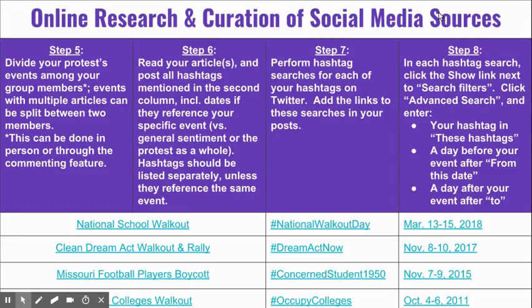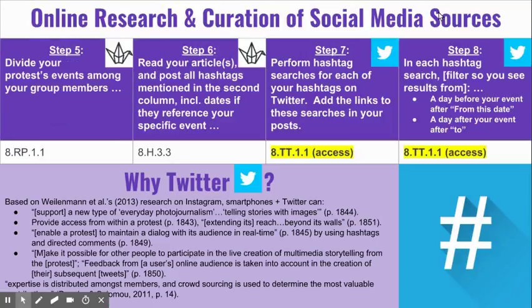The second stage begins with students dividing the protest events between them, reading the articles for each protest, and posting all the hashtags associated with that event to Padlet. Then students search on Twitter for the hashtag, and then the hashtag during the date range immediately surrounding their event. Like the first stage, each step in the second stage is aligned to one or more of the North Carolina Essential Standards.